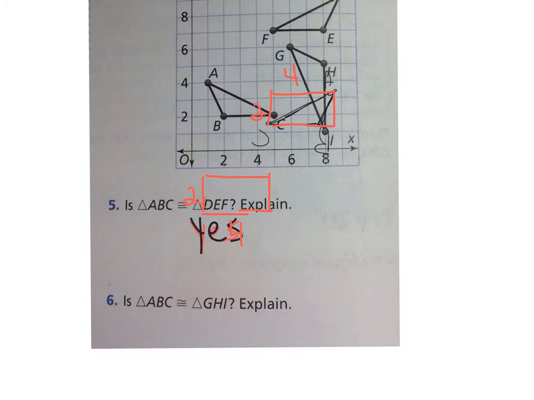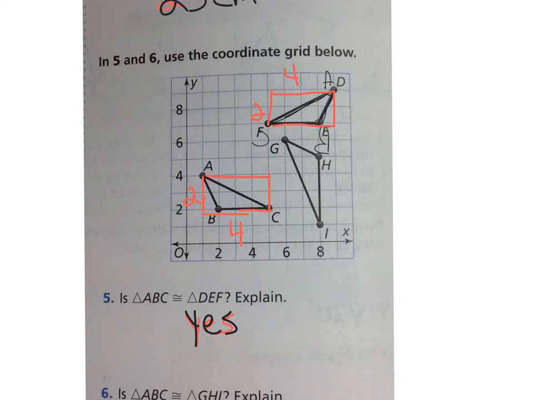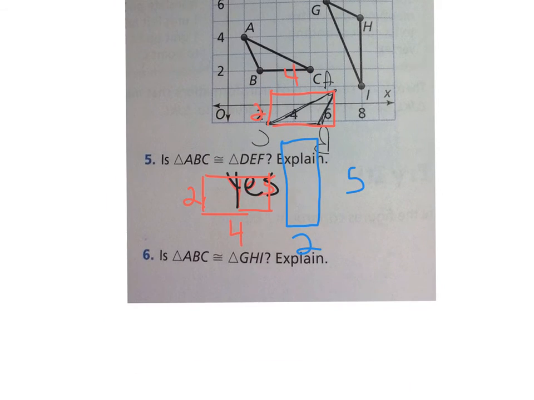Then for number 6, they're wanting us to compare triangle ABC and GHI. And that one, just visually, you might be able to tell. But if you just make a rectangle, that's going to be a 5 by 2 instead of a 4 by 2 rectangle, so that one's not going to work. So we'd say no. You could just say that GHI is a bigger triangle than ABC.